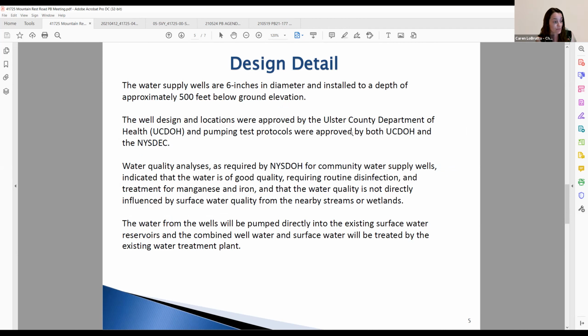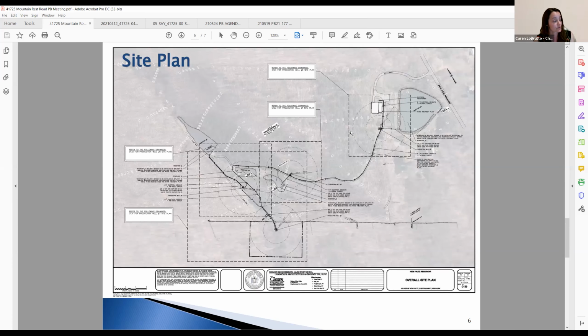The water will be pumped directly into the existing surface water reservoirs, and combined well water and surface water will be treated by the existing water treatment plant. So this shows a little bit of the design.